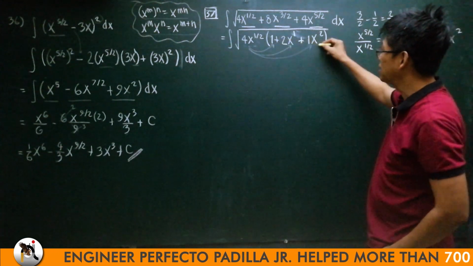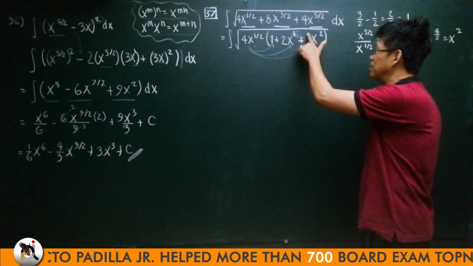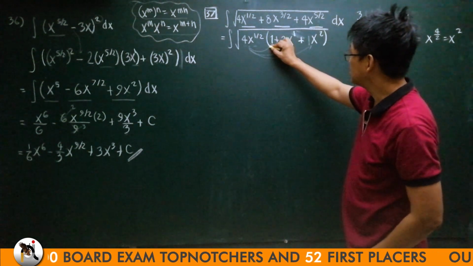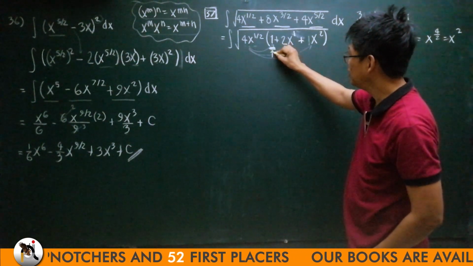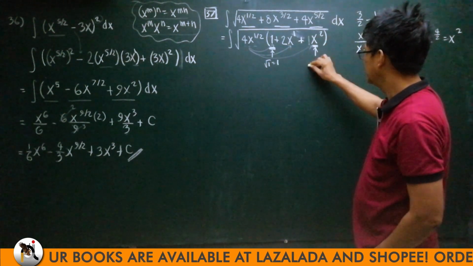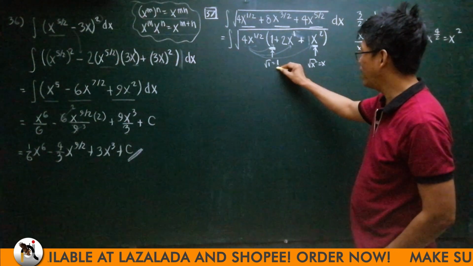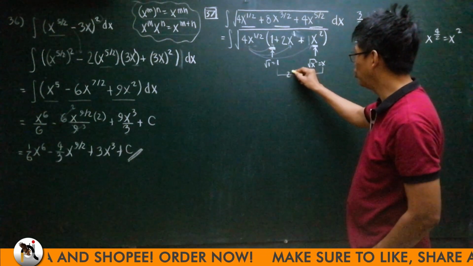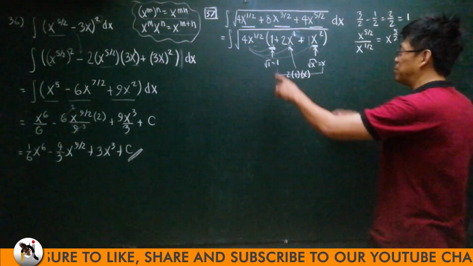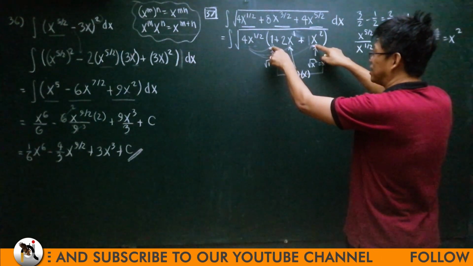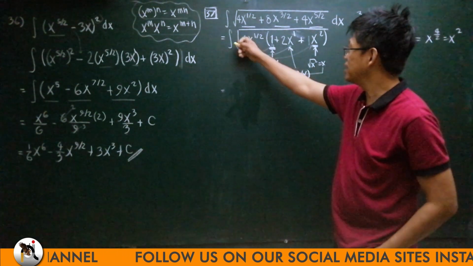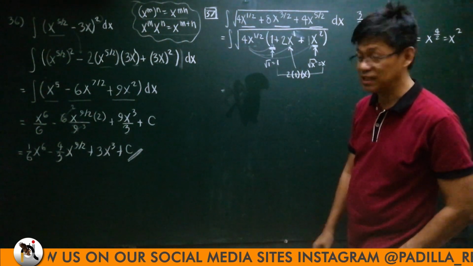Now, take note that this is a perfect square. I will not write 1 anymore here, right? How did I know that it is a perfect square? Because the square root of 1 is 1. The square root of x squared is x. Now, twice their product, 2 times 1 times x, is the middle term. If the middle term is twice the product of the square roots of the two other terms, that is a perfect square. So, we can take the square root of them individually, no?